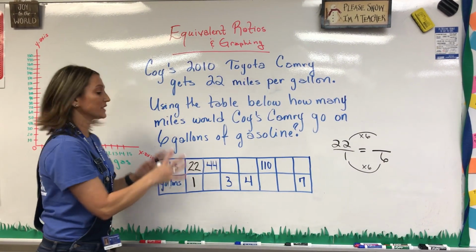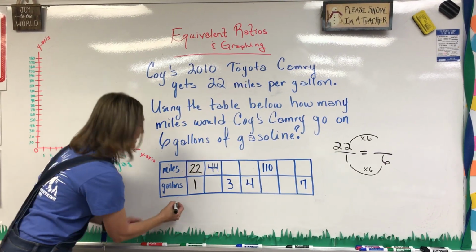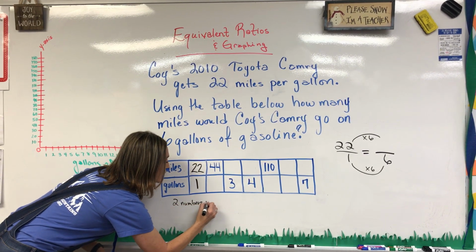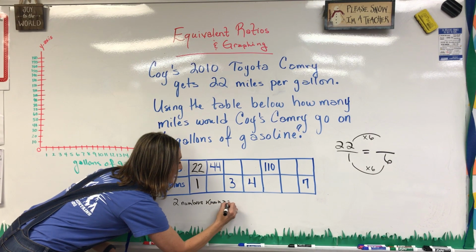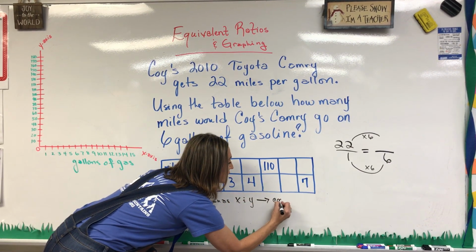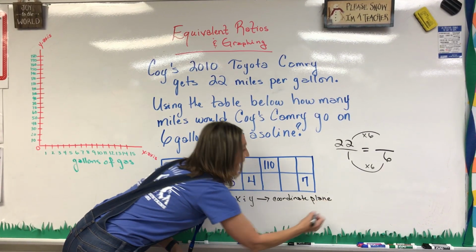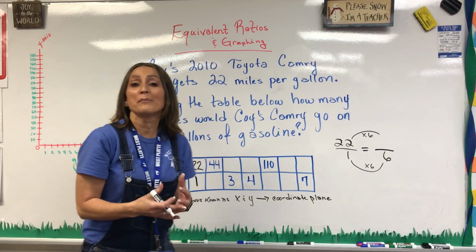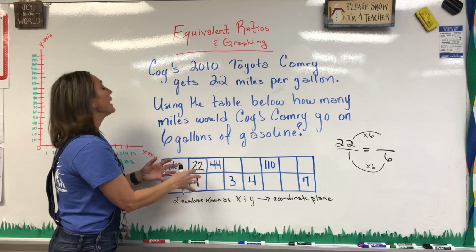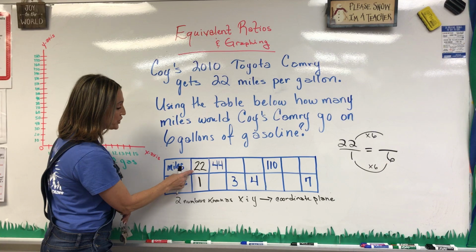But what we're going to use today is a table so that we can find ordered pairs, that is 2 numbers, known as X and Y, so that we can use those on a coordinate plane, so that we can graph them, and then that way it tells us a little bit more about Coy's car. So I'm going to start ordering these out in our table by using equivalent ratios. So Coy's car is a 1 to 22.